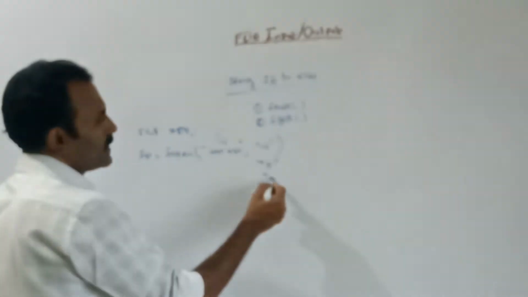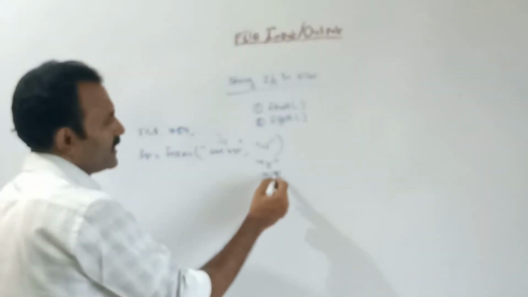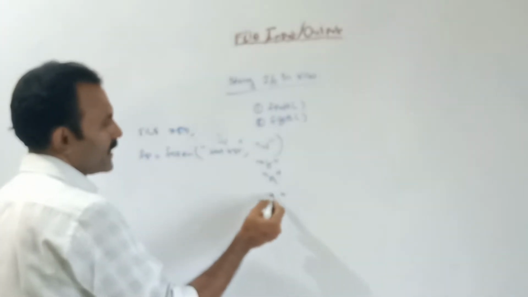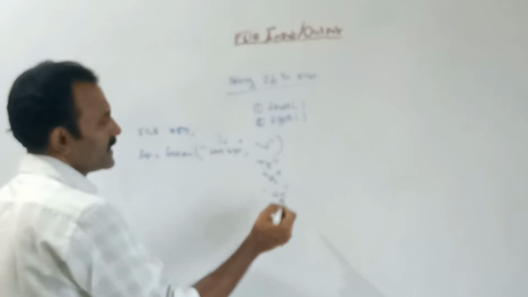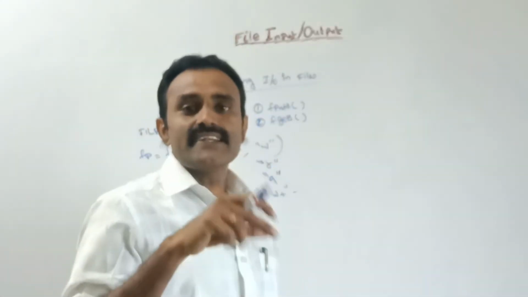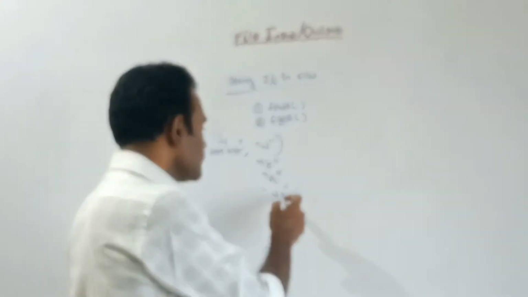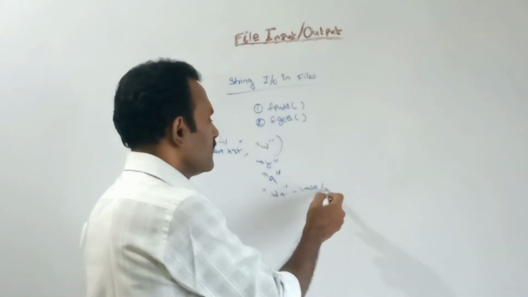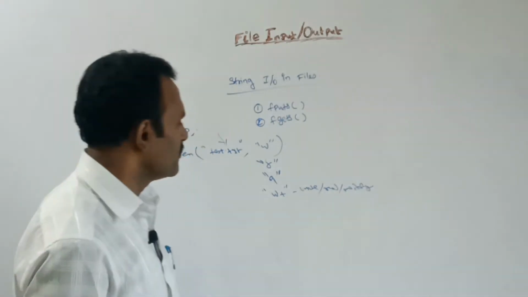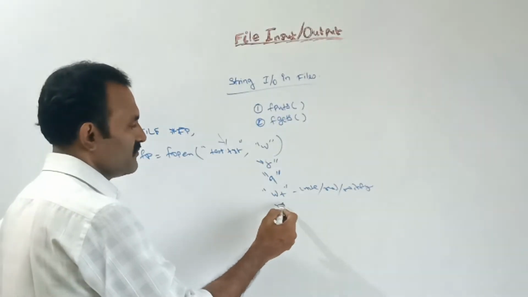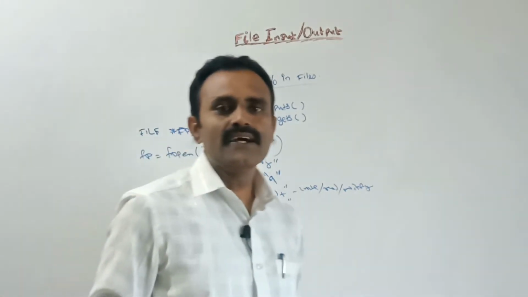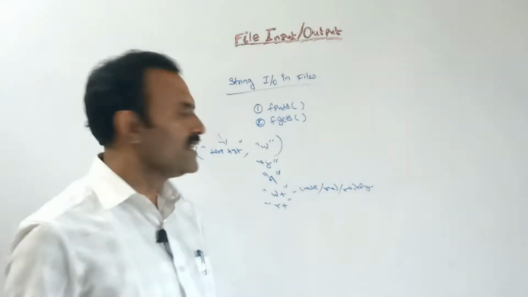Next, if you want to append the data, then we can use a. See, the plus symbol is used for both read and write. Suppose you are giving w plus, here we can write to the file, and we can read the file also if you are using this plus. Write, read and modify, these things we can do if you are using the plus symbol. In the same way for r also, we can read the existing file and we can modify the file also.